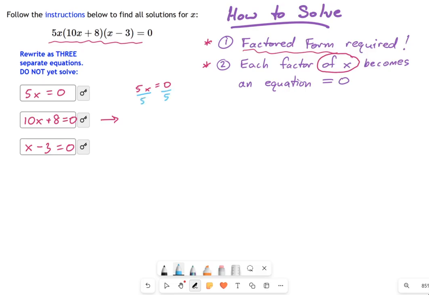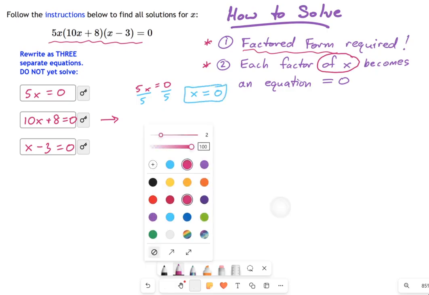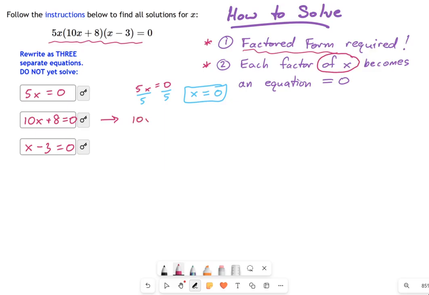Divide both sides by 5. So what do I get for that one? That gives me x equals 0. That's one of my solutions. Next one, what was that? Let's see, 10x plus 8 equals 0.